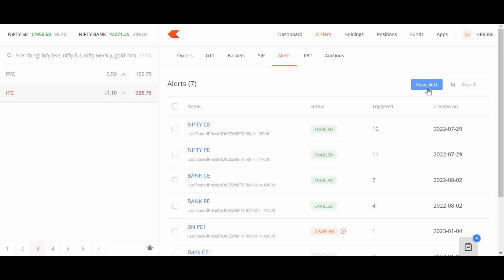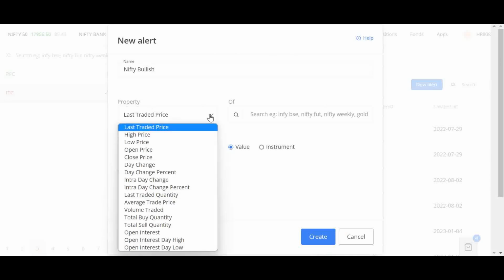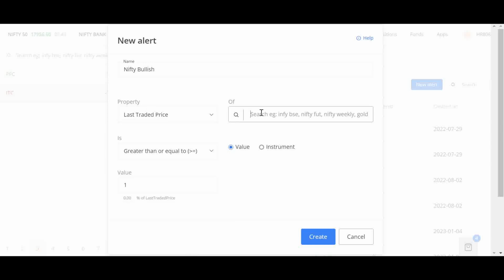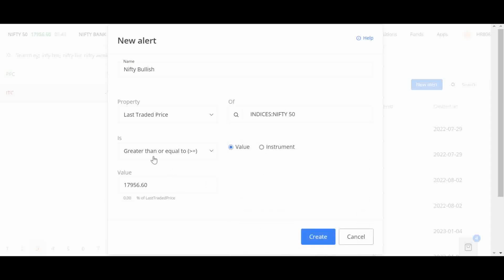you can create alerts. Let's say I am going to create an alert for Nifty bullish. So I'm going to give the name as Nifty bullish. I will consider Nifty turned bullish based on the last traded price. So here you have to give the instrument, like Nifty 50. I have given it here. Whenever the market goes greater than or equal to, let's say, 18,500, then I consider Nifty bullish. So I will create this.